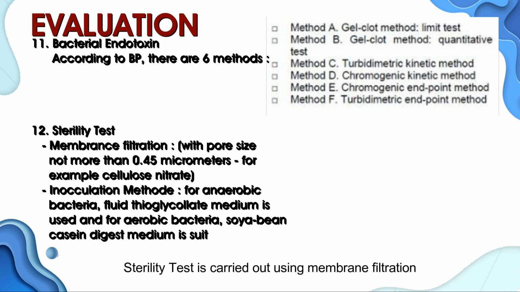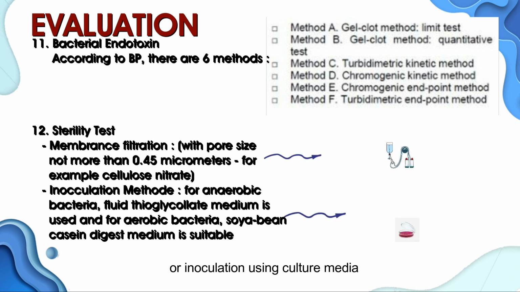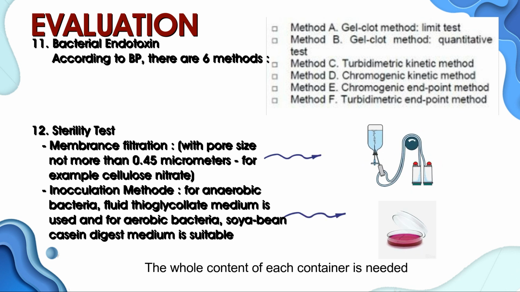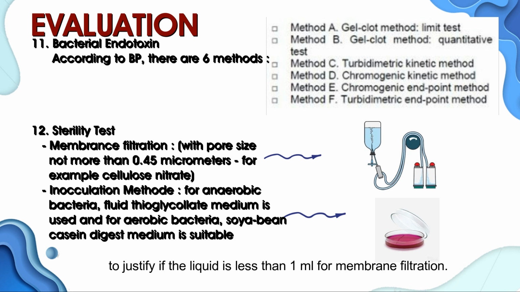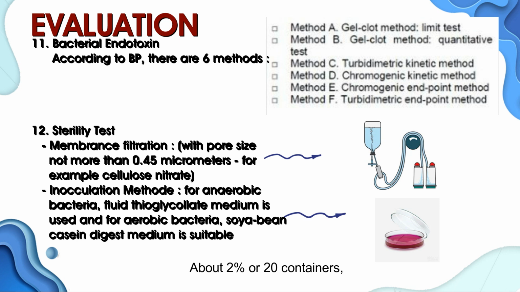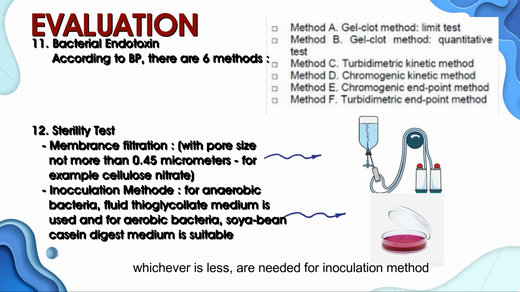The sterility test is carried out using membrane filtration or inoculation using culture media. The whole content of each container is needed if the liquid is less than 1 ml for membrane filtration. About 2% or 20 containers, whichever is less, are needed for the inoculation method.